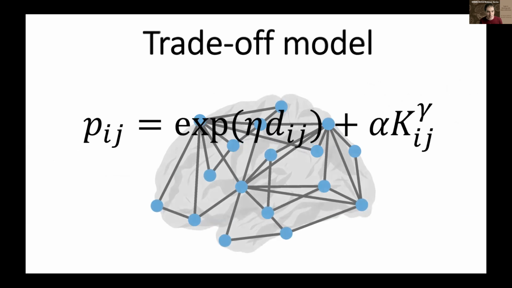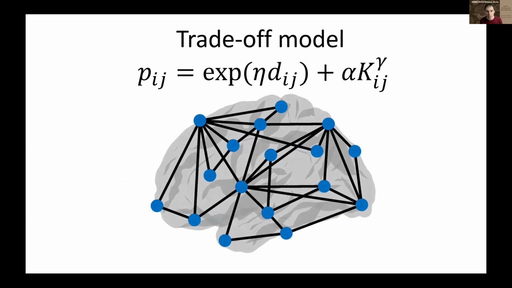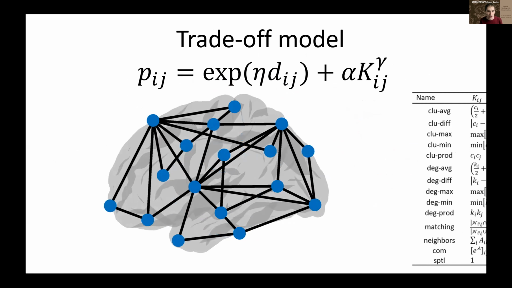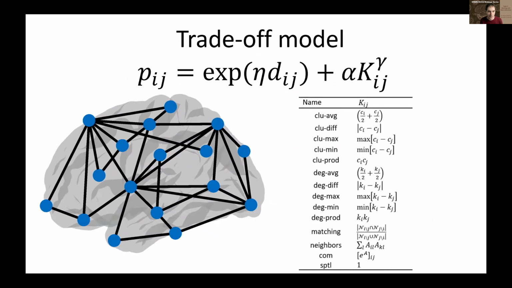And so what does a topological arrangement look like? Well, for instance, one prominent one is the matching index, where basically if 2 nodes have similar neighborhoods, they're more likely to form a connection. And this trades off with the wiring cost to form connections probabilistically. And there are many possible topological rules you could have. Here are just some of them, and we'll go into this a little bit more later on.